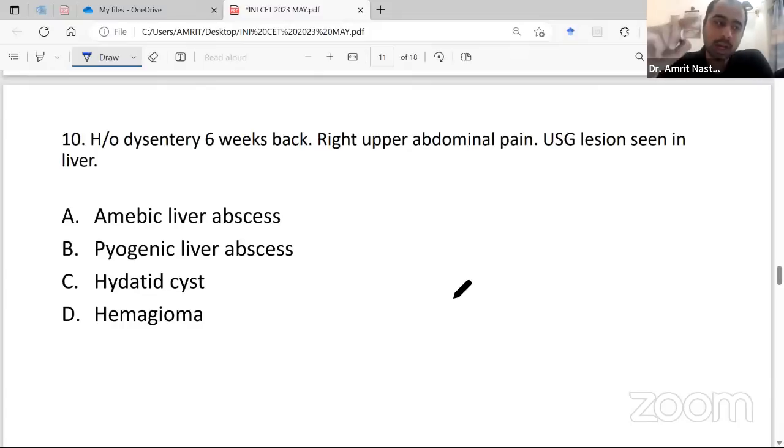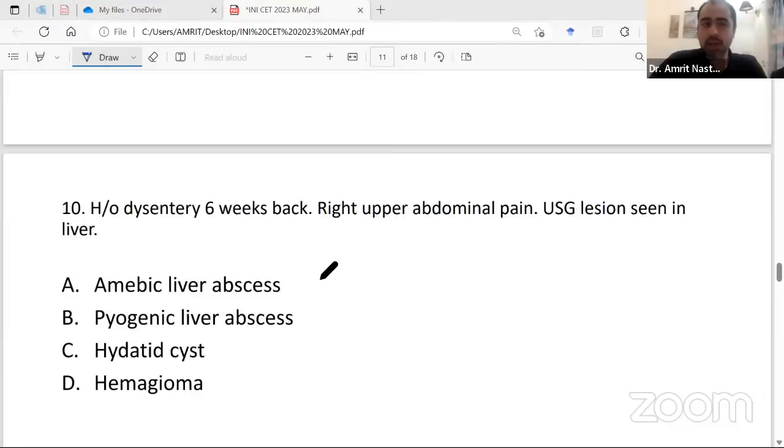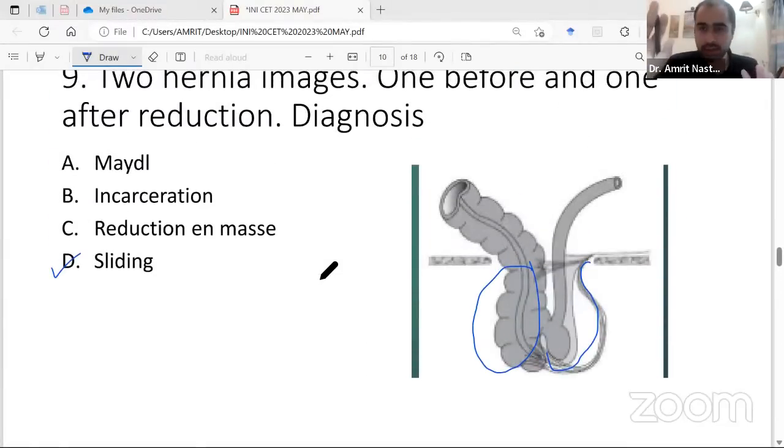See, it cannot be incarcerated. In incarceration, sac also will not go back. If contents are not going back, how will the sac get reduced? So it cannot be incarcerated. Okay. Yeah, exactly. They were just pushed without force. Even better. Question was forcefully sac was reduced, but content was not reduced. See, it depends on the clinical scenario that is given.